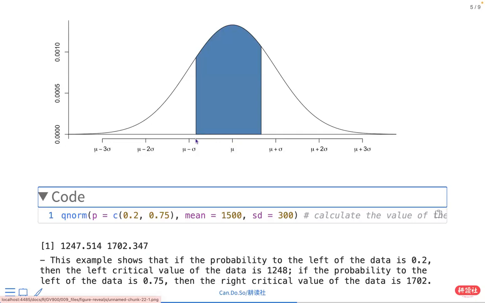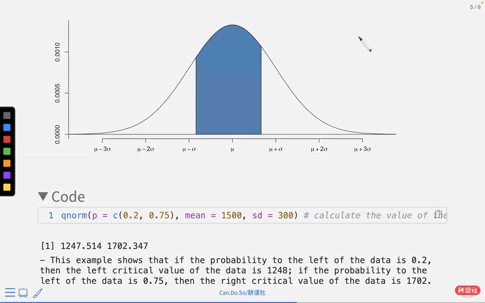So here is lower than 1,500. I can show you that. Again, the mean is 1,500 and the standard deviation is 300, so minus one standard deviation is 1,200, and plus is 1,800. So a little lower than here would be 1,700. So here is 1,724, a little bigger than here. So it's here, 1,247.